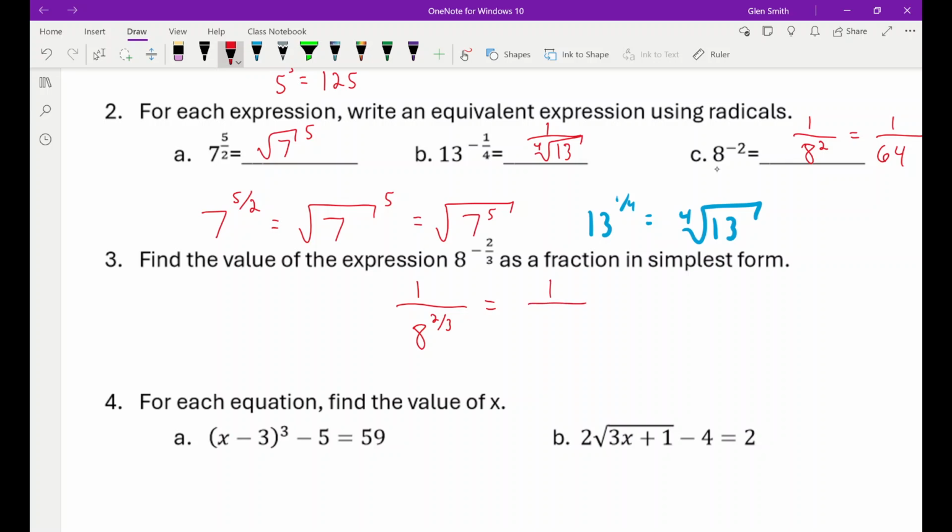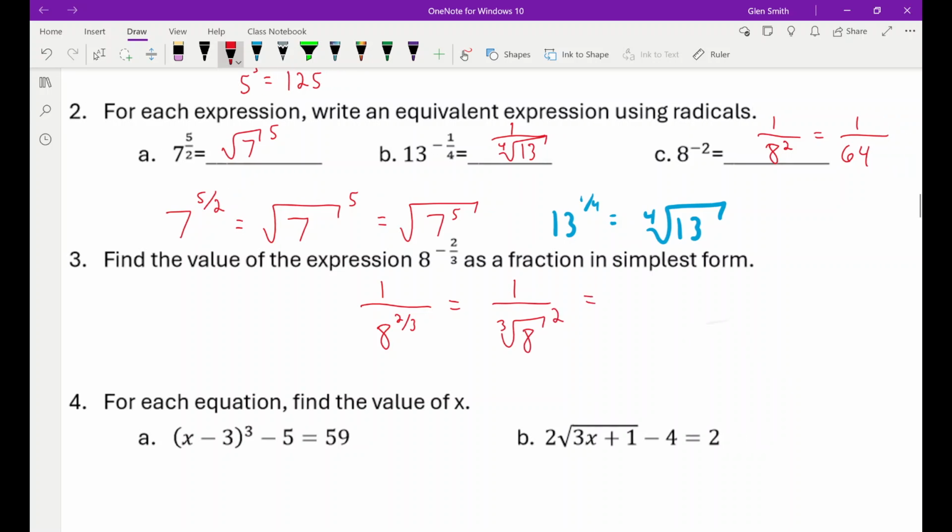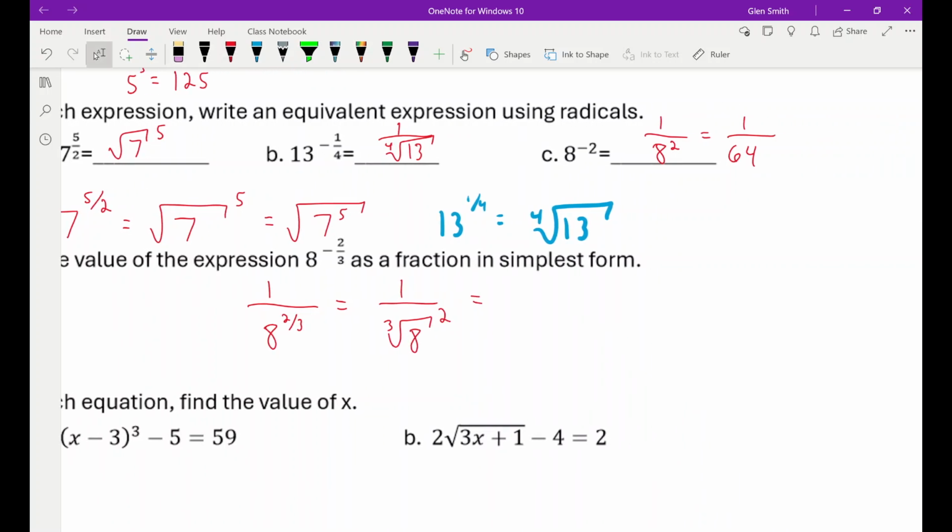That's 1 over, 8 to the 2/3 is the cube root of 8, and then squared. Okay, that's what that denominator does. And the cube root of 8 happens to be 2, so that's 2 squared, and 2 squared is 4. So 8 to the negative 2/3 is just a fancy way of writing 1/4. They're the same exact number.